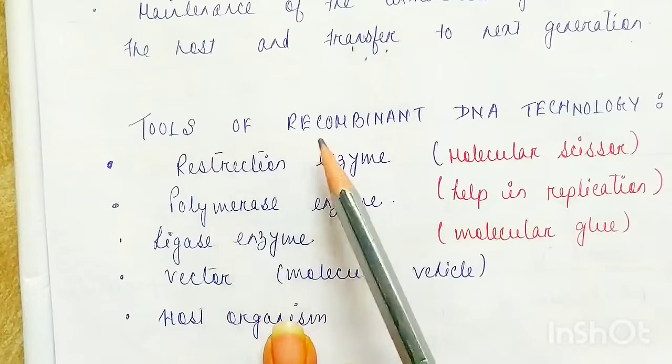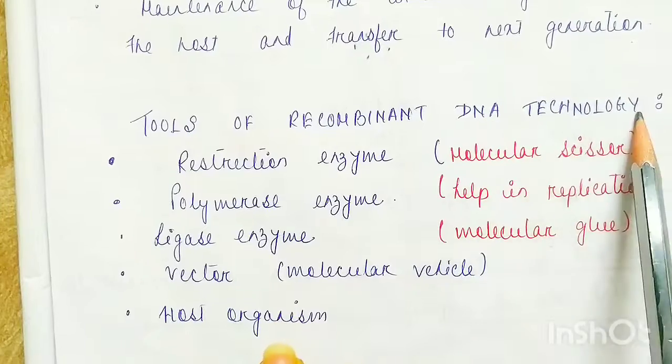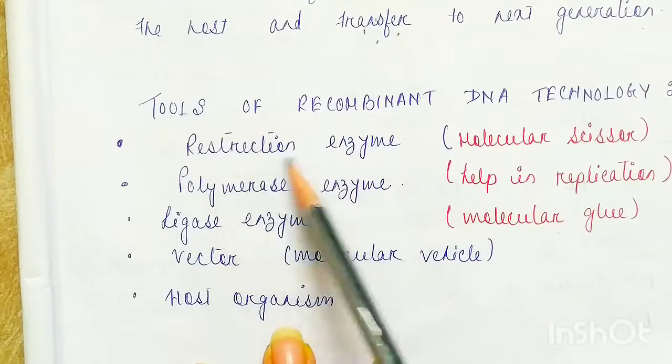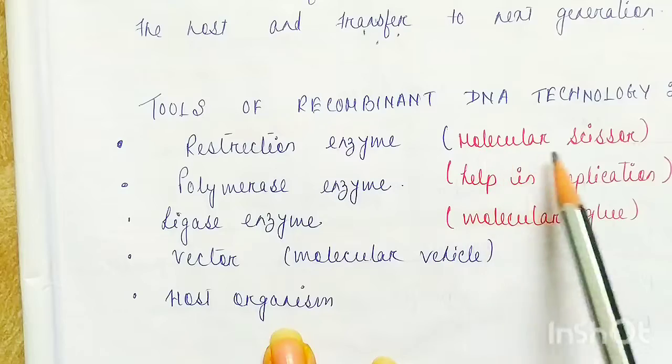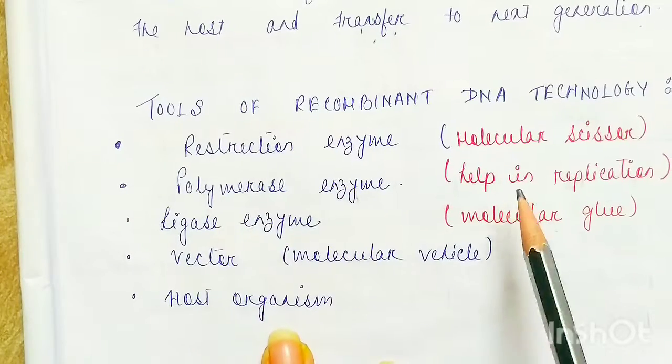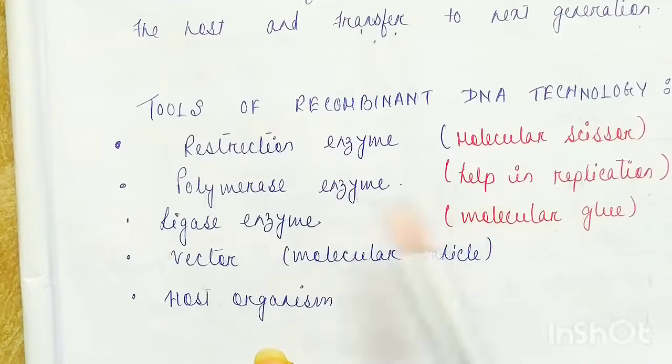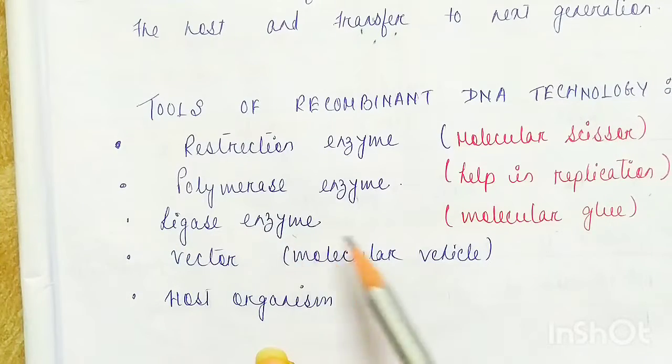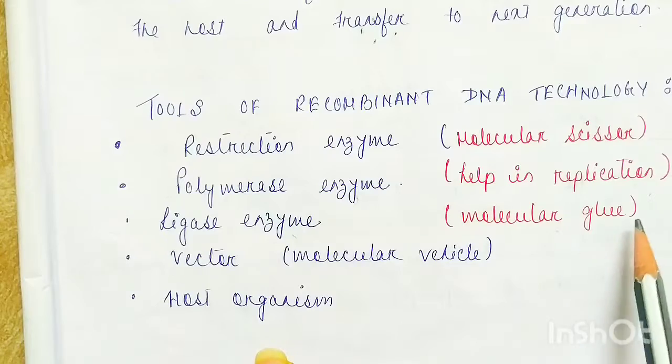Now come to the tools of recombinant DNA technology. First one is restriction enzyme. Restriction enzyme works as a molecular scissor. Second one is polymerase enzyme. Polymerase enzyme helps in the replication. Third one is ligase enzyme. Ligase enzyme is the molecular glue.